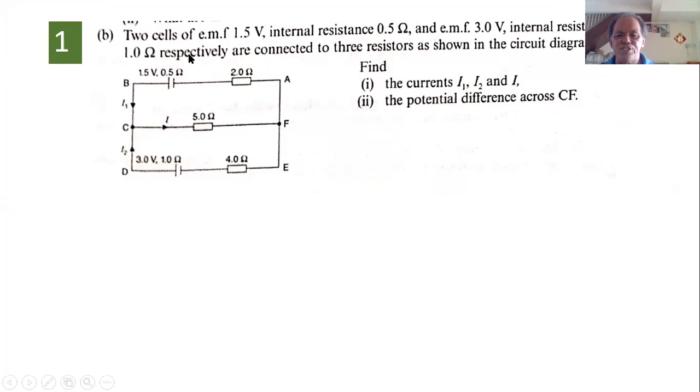Right? They don't draw for you, you just imagine it's there. And then the other one is 3 volt, internal is 1.0 ohm. Connected to 3 resistors: 1, 2, 3. Find the current I1, I2, and I. Potential difference across CF. CF is here. Right? It's normal. You have to get the 3 equations.